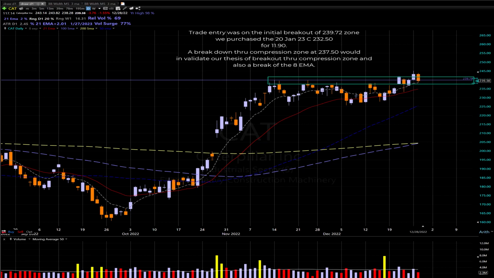So putting it all together, we get a breakout above the compression zone. If we get a failure of the breakout, it pulls back into the zone. We're going to stay long until it breaks the bottom of the compression zone and the 8 EMA. That is our out.